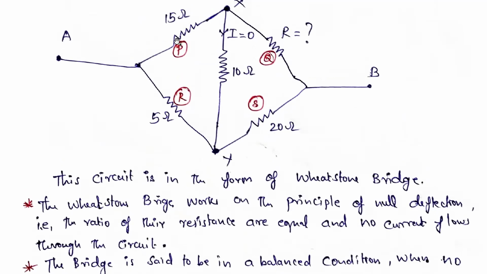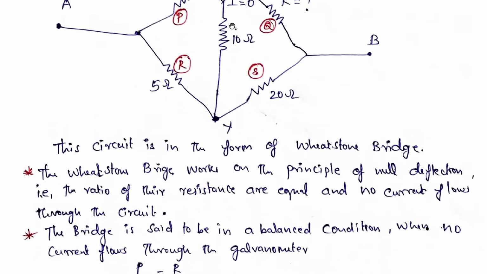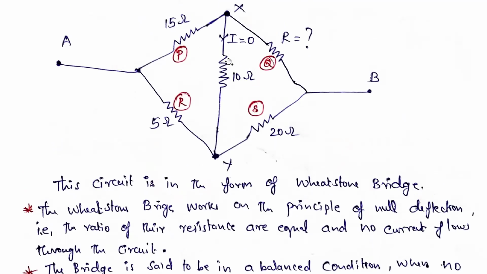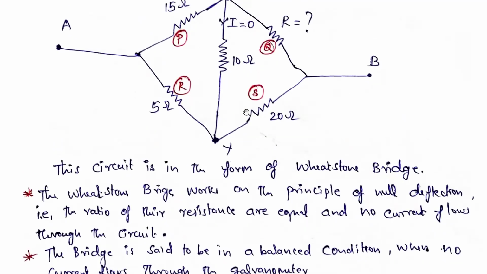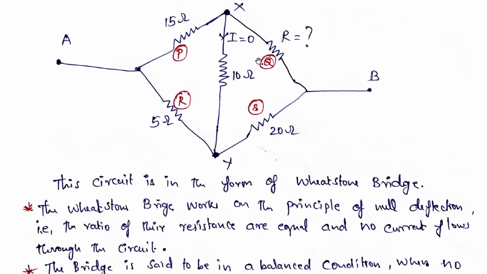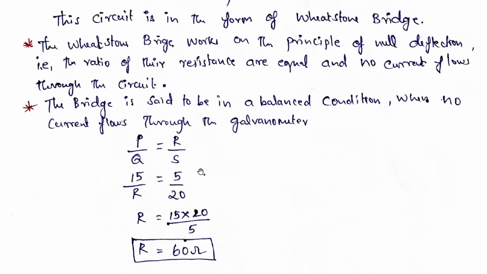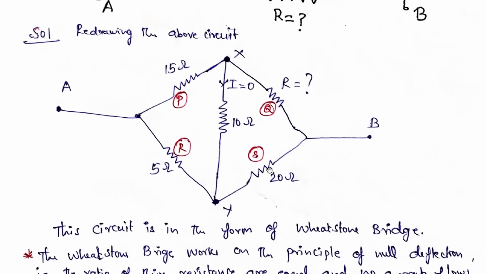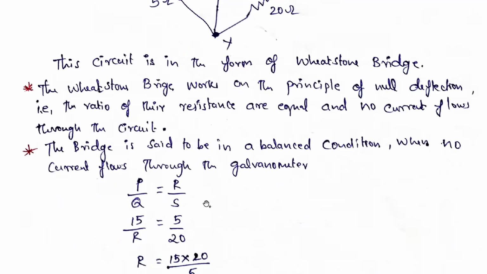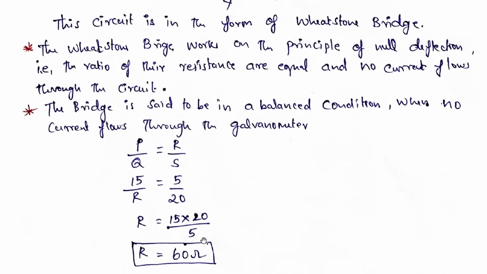After that, the circuit has to be balanced. The bridge is said to be balanced, so no current flows through the gap here. We place the galvanometer, no current will be flowing, and also this ratio P by Q equal to R by S, if you solve, whatever the unknown you can easily find it. Sometimes they will ask for the unknown here, or here also. Wherever the unknown is asked, you can easily solve because both sides should be balanced. That's all. So the unknown is 60.